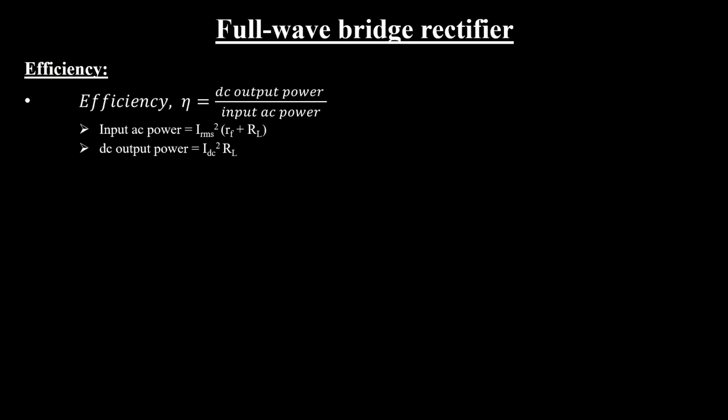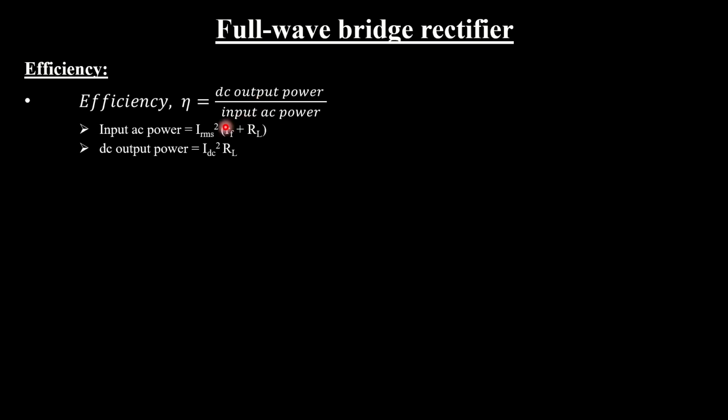In the previous lecture, we discussed the full wave bridge rectifier. So let's see what the efficiency of a full wave rectifier is. In the second lecture, I defined the efficiency as the ratio of the DC output power to the AC input power. So here we have to find the DC output power and the input AC power.